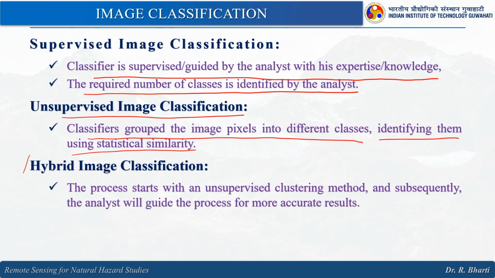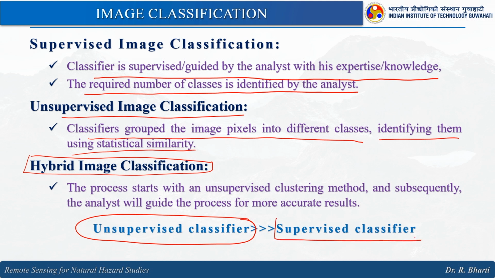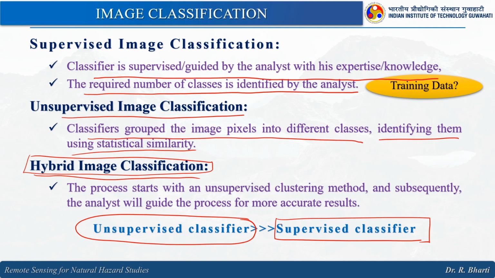And there is one more which is hybrid image classification. So, here basically you start the process with unsupervised classification and then subsequently you follow the supervised classification. So, then this will be known as hybrid image classification.